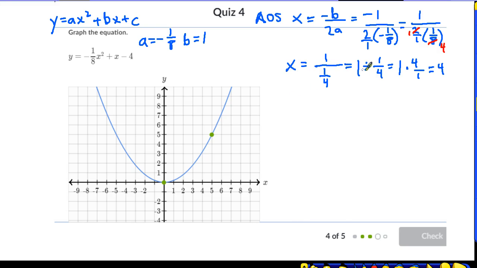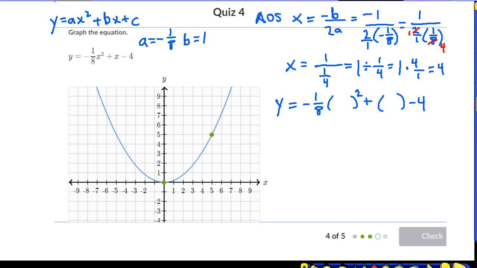Now that we've got x, we can now figure out where the vertex goes. And the way we do that is we take y equals negative 1/8 times something squared, and then we do plus something minus 4. And some of you are wondering, where did this come from? Well, it came from over here. This is our function. This is our quadratic function. And what we're going to do is we're going to take this 4 and plug it in there.